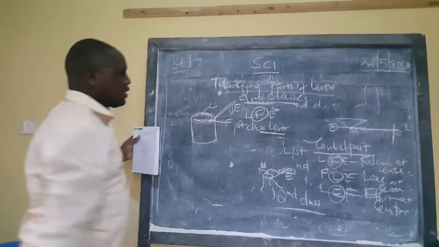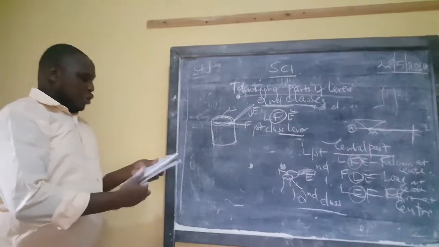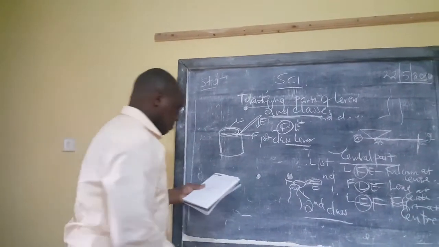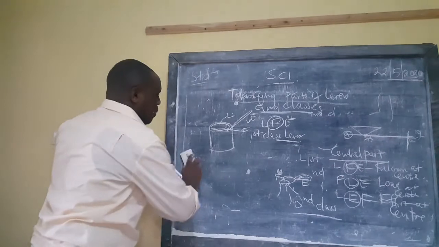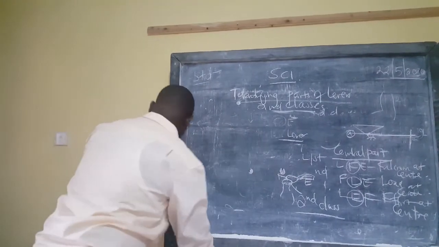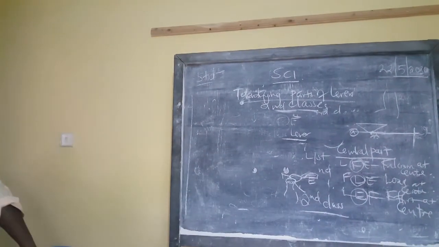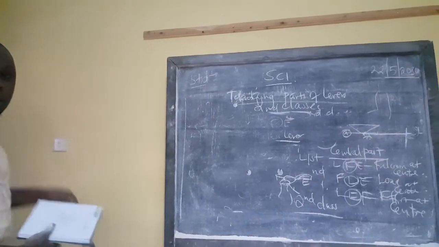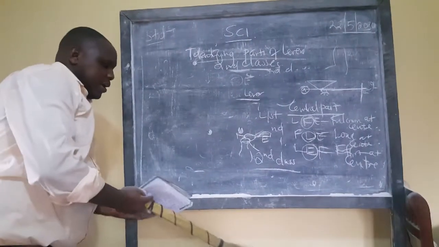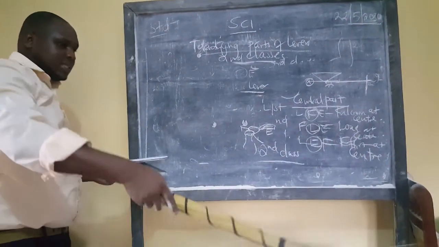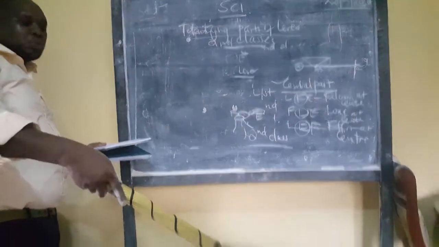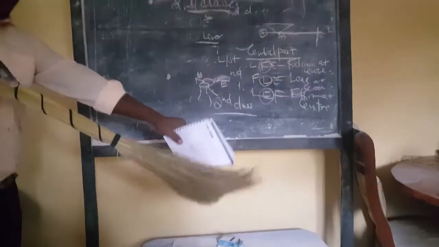Lid opener is in first class lever. Going to move to broom. I don't need to draw that. I'll pick one. So broom, when you're sweeping like this, what is being swept is the load. So load is found at this point.